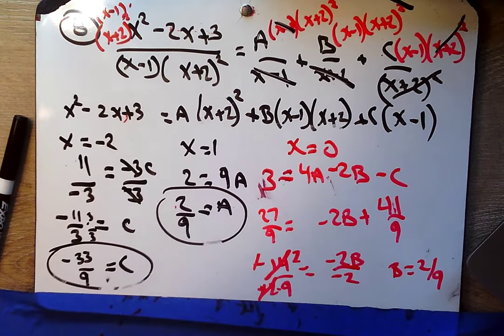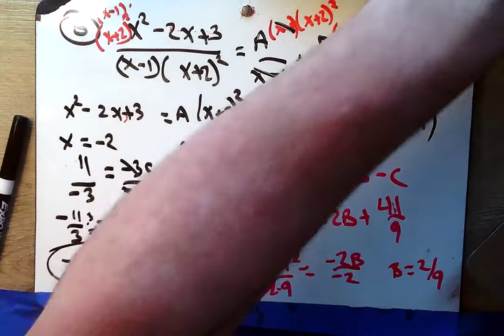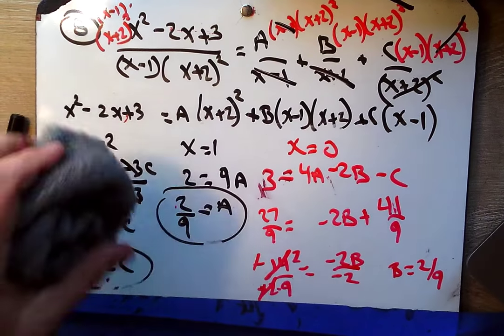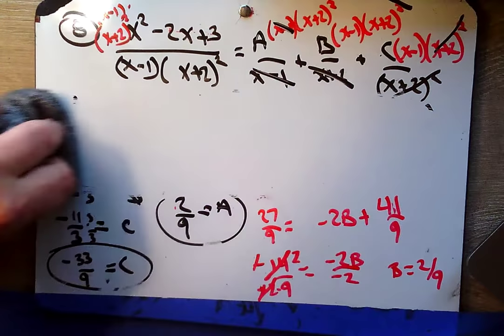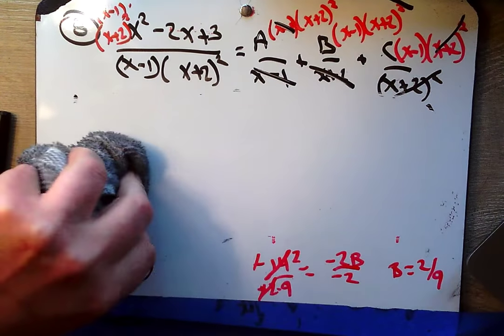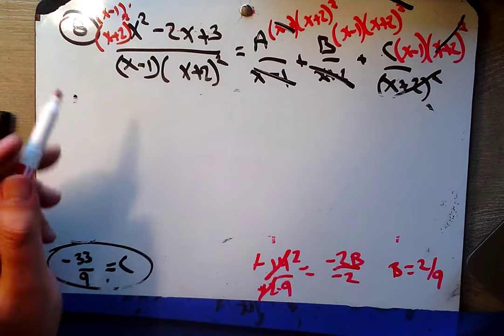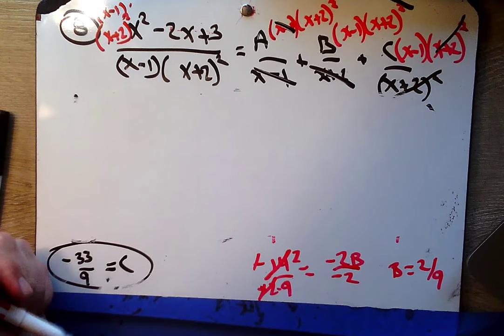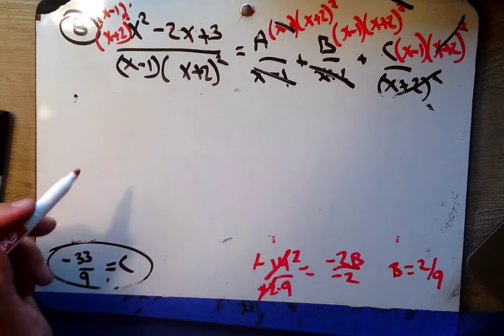Don't forget to go back to the original problem and put in your things. If you want to turn that back into negative 11/3, that's certainly fine with me. I just find it's easier to solve for the other constants if everyone has the same common denominator. So, oh, and conveniently, I've gotten rid of what my a was.